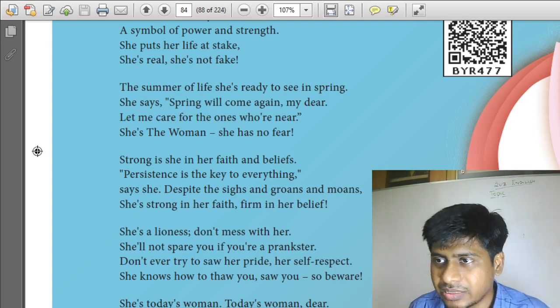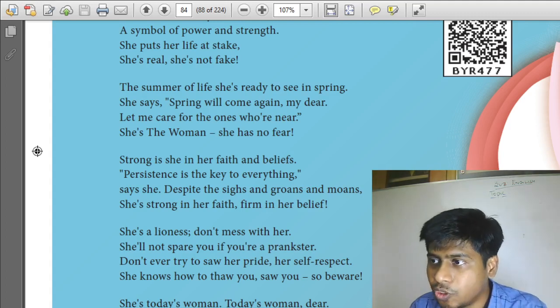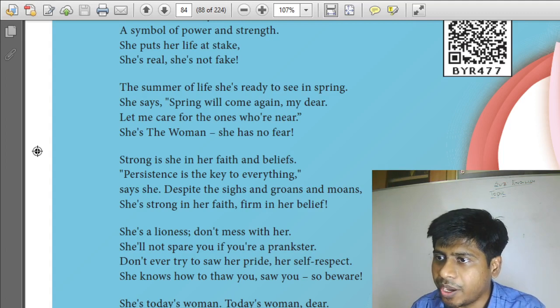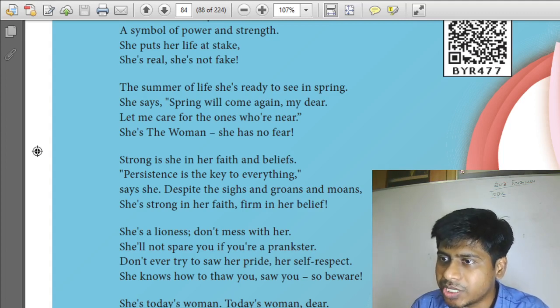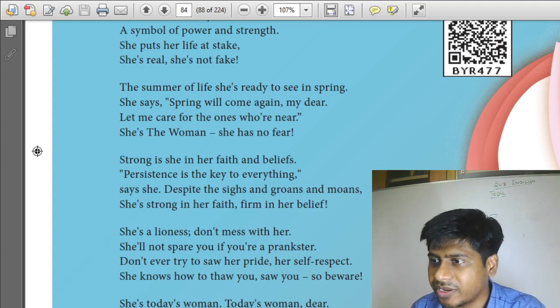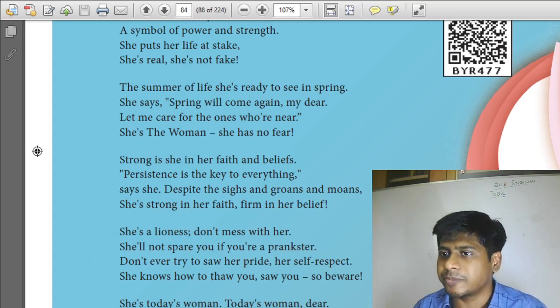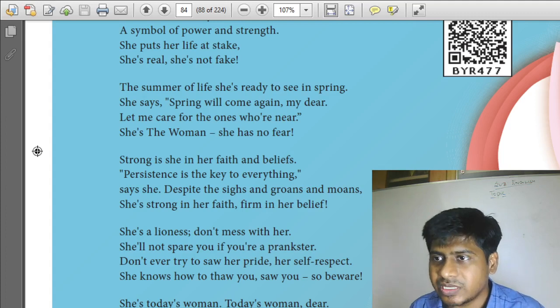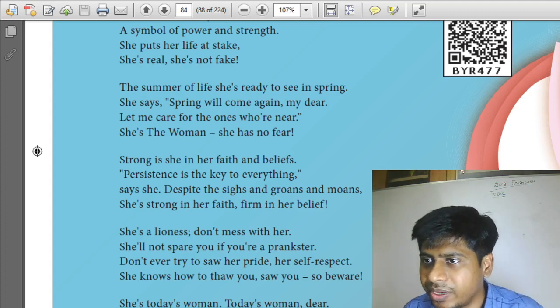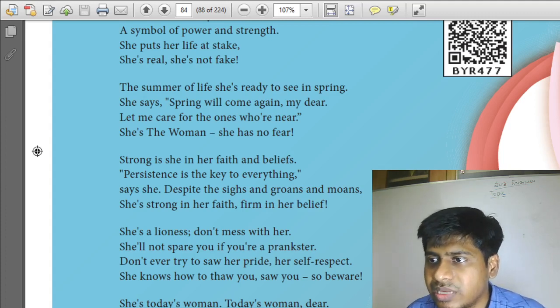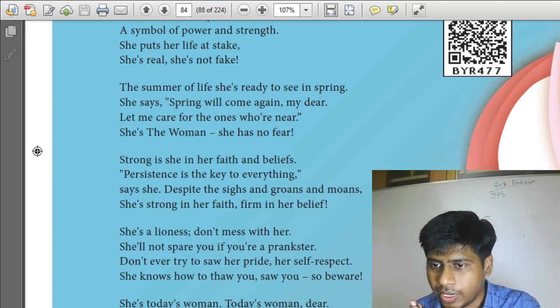Okay, moving to the next stanza. She is a lioness. Don't mess with her. She'll not spare you if you are a prankster. Don't ever try to saw her pride and self-respect. She knows how to thaw you, saw you, so beware. And here we see a metaphor. There are a few metaphors in the poem, and she's a lioness. She is compared to a lioness.